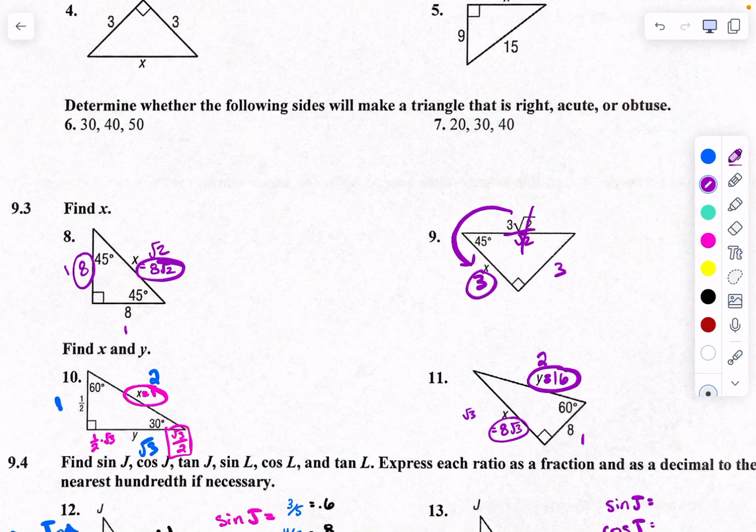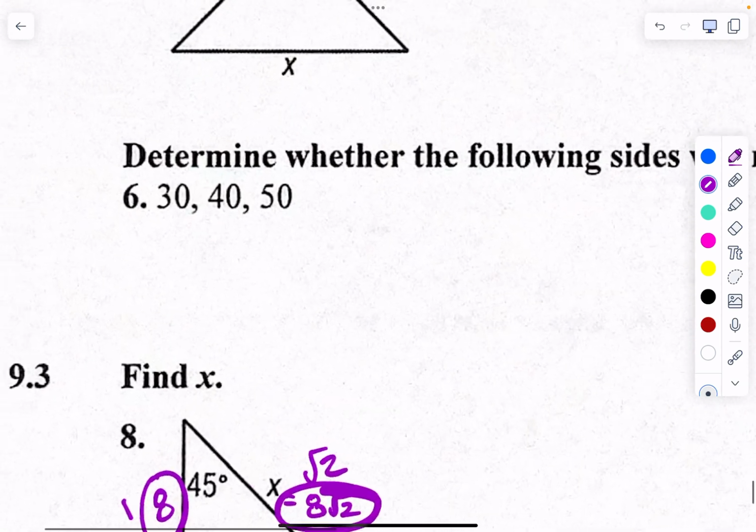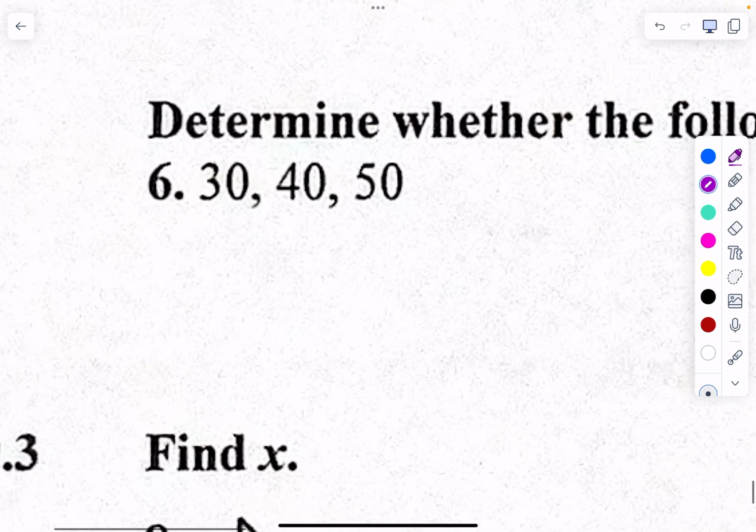Okay, Brian, we are on number 6 and 7. How do you tell whether it's a right, acute, or obtuse? Like, I have these sides, 30, 40, and 50. If they're greater than the third. You're close. The two smaller ones are greater than.